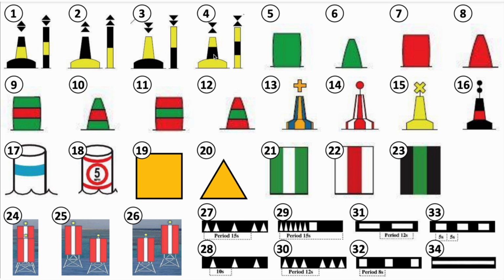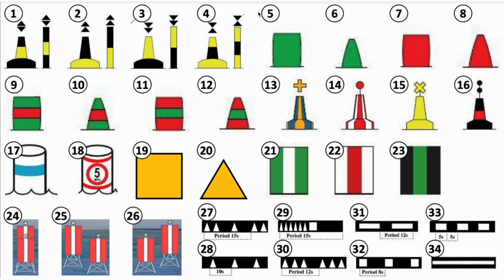Next up, you have the lateral marks, 5 through 12 here. And there's always going to be cans and nones. Now, regardless if you're in the A or B system, the cans will always be on your left side, your port side, when you're going into a port, and the nones will always be on your starboard side when you're going into a port.